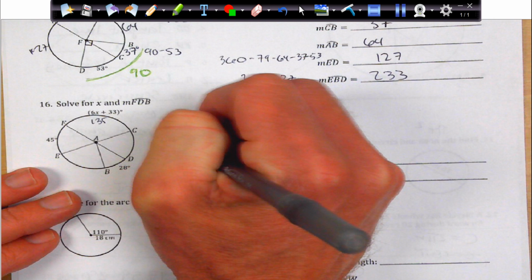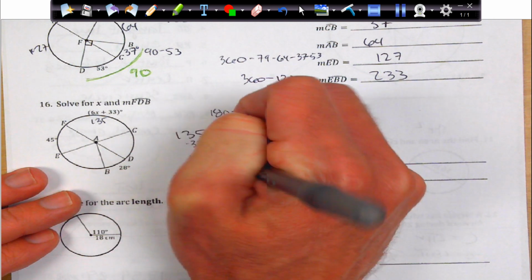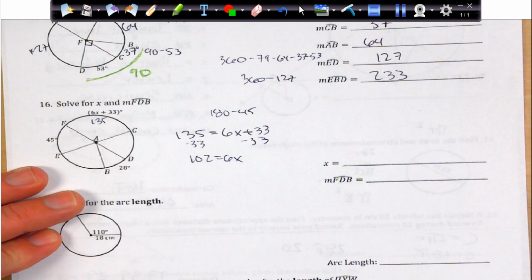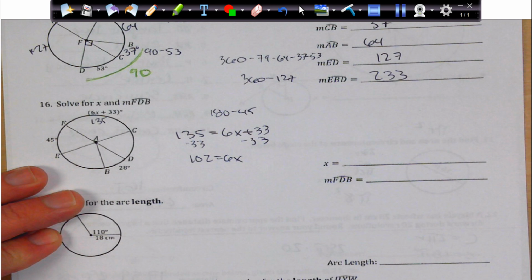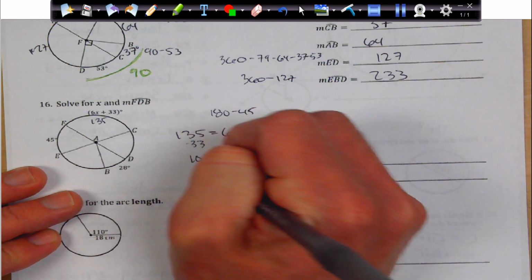So subtract 33, we get 102 equals 6x. 102 divided by 6 is going to be 17 equals x.